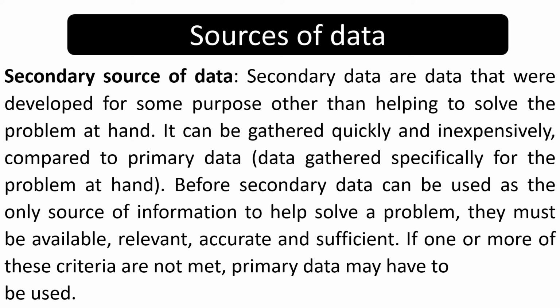ARAS. Available, that is A. Relevant, that is R. The next A is accurate, followed by S, sufficient. ARAS. Available, relevant, accurate, and sufficient. Otherwise, primary data may have to be considered.